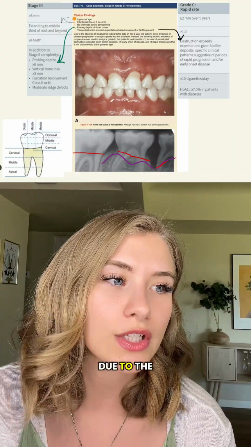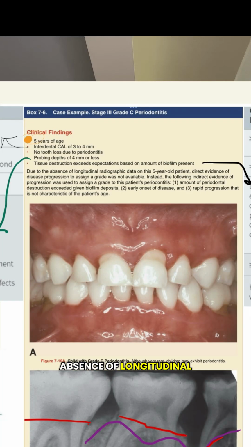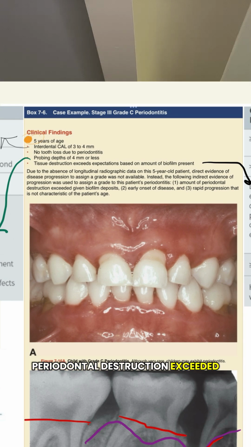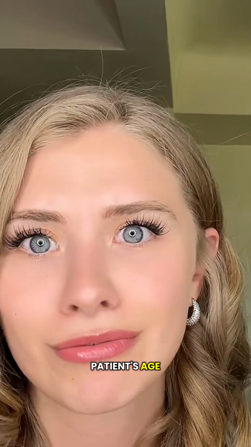Like it says, due to the absence of longitudinal radiographic data on this 5-year-old patient, direct evidence of disease progression to assign a grade was not available. Instead, the following indirect evidence of progression was used to assign the grade of periodontitis: amount of periodontal destruction exceeded given biofilm deposits, early onset of disease, rapid progression that is not characteristic of this patient's age.